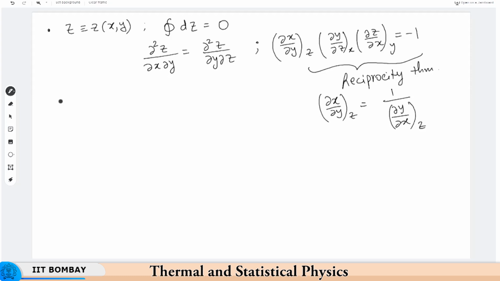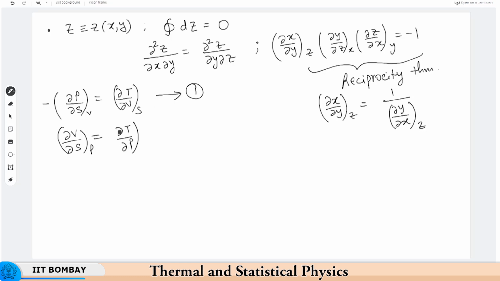Using some of these properties, especially this one, we derived a set of 4 Maxwell's relationships. The first one was minus del p by del s at constant v equals del t by del v at constant s. The second one was del v by del s at constant p equals del t by del p at constant s. This was derived from the first law of thermodynamics, with internal energy being a function of natural variables s and v. The second one was enthalpy, where the natural variables are s and p.